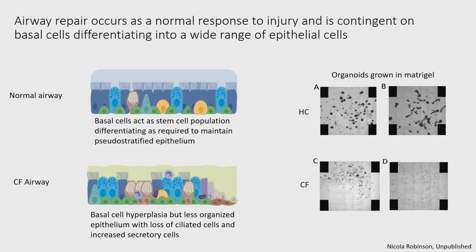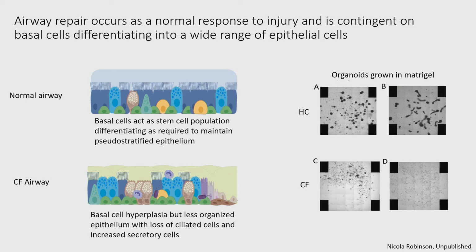In CF, we know from previous work that you have an increase, basal cell hyperplasia, and these cells don't seem to work properly because you don't replace your airway with normal epithelial cells or the normal proportions. You have less ciliated cells and more secretory cells.